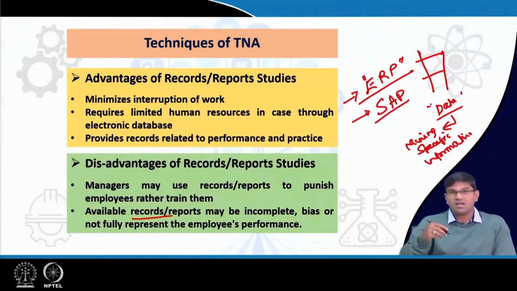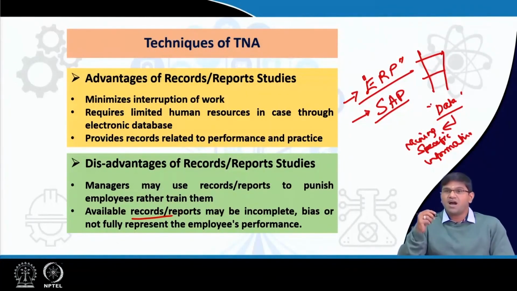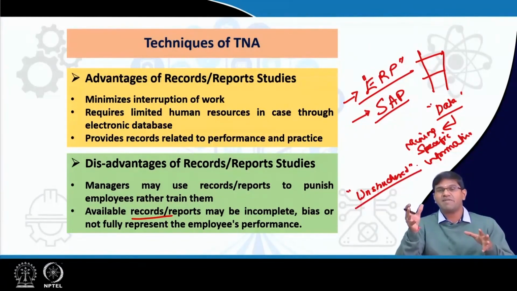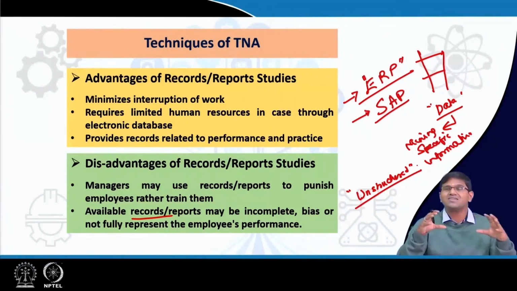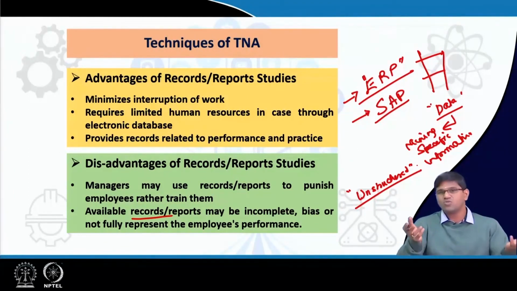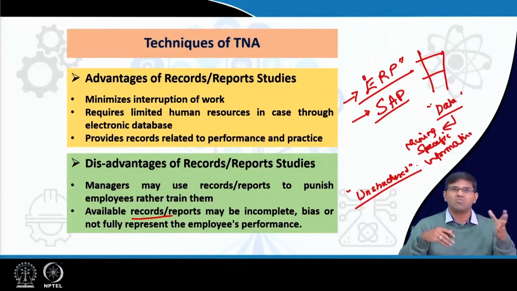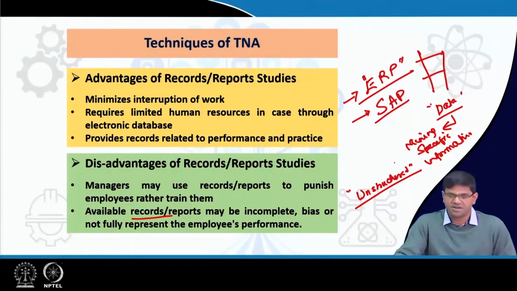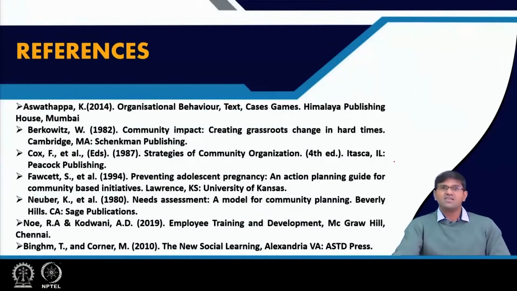Available records and reports may be incomplete, or sometimes the information provided is unstructured in nature, with multiple pieces of information available that are not in a structured manner. Cluttered information is also one of the disadvantages of looking at reports and records. Maybe sometimes the information is not adequate enough to conclusively decide that this is the need for conducting a training program.